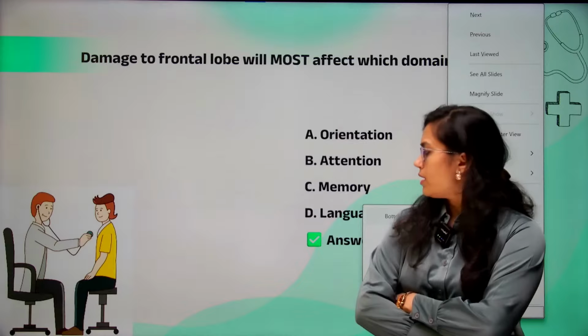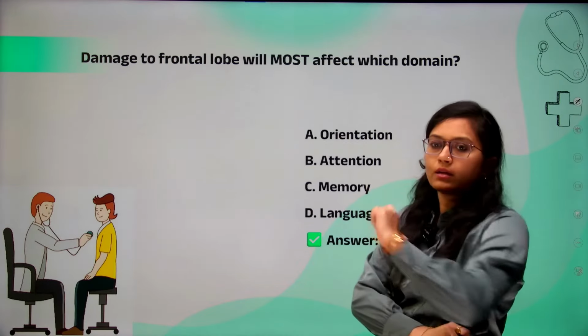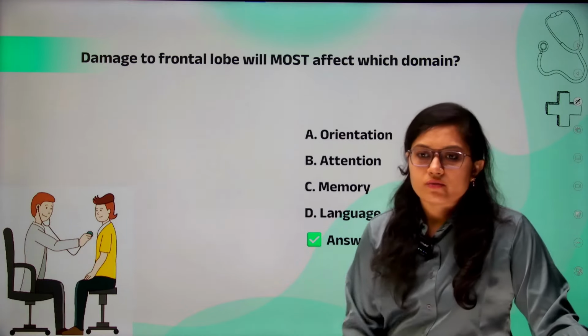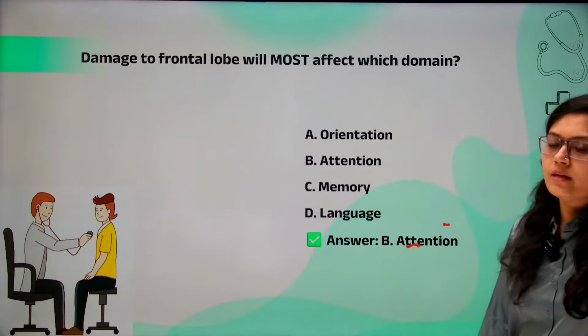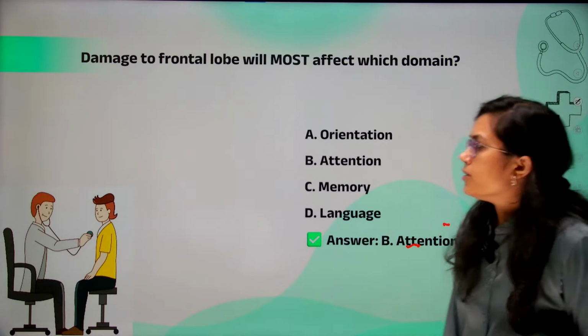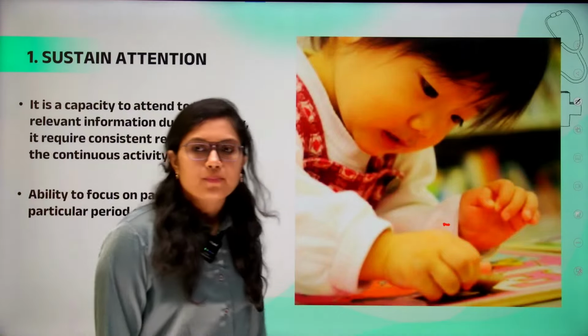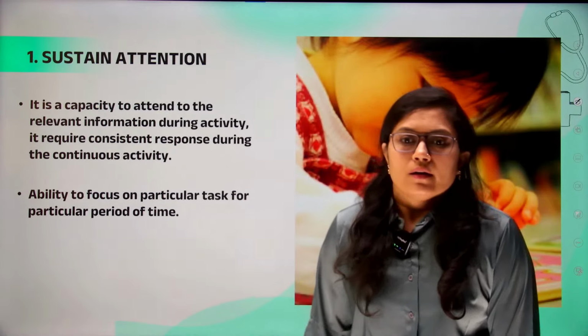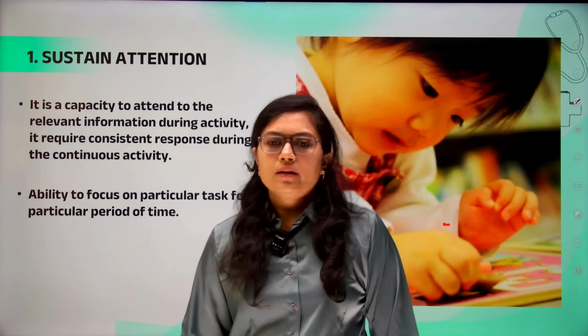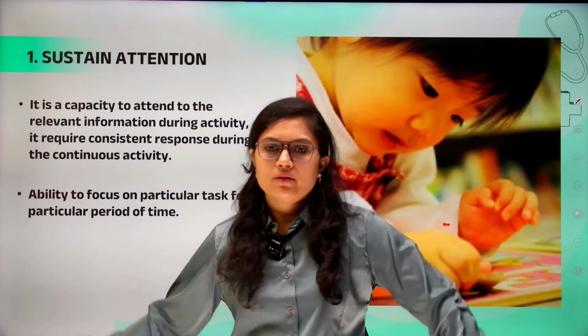Yes, that is also answer B. Yes, attention. Fine. Frontal lobe is also maintaining our major attention. So, the damage to the frontal lobe which also goes into attention. Okay. No, orientation is not always by the frontal lobe.